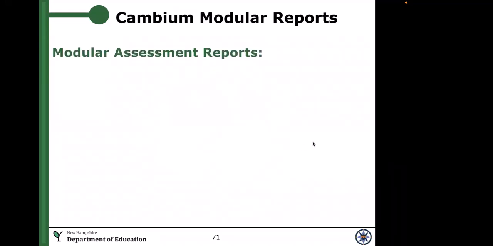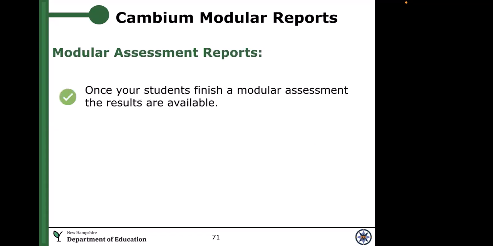Next, I want to talk a little bit about the reporting. I cannot bring you into the reporting portal because it's specific site data, so I'm going to give you some screenshots here. And if you have any questions, let us know.